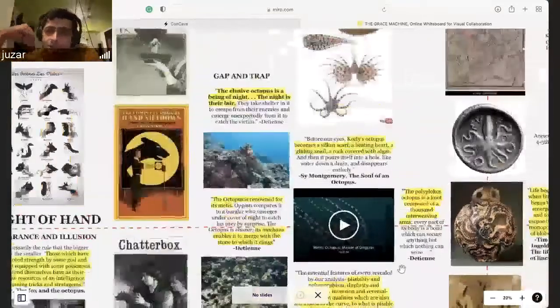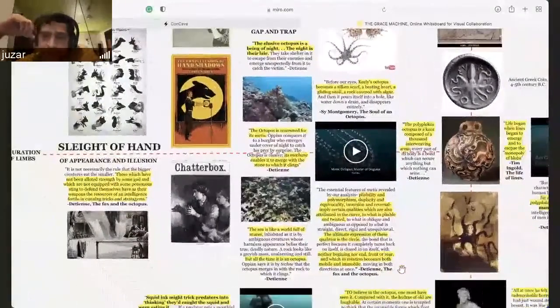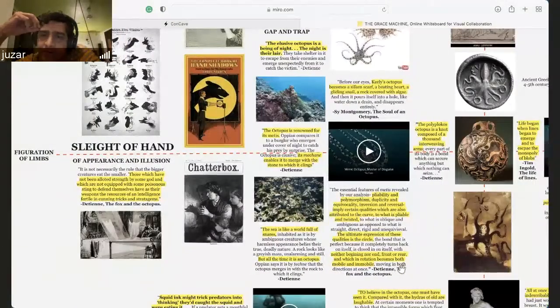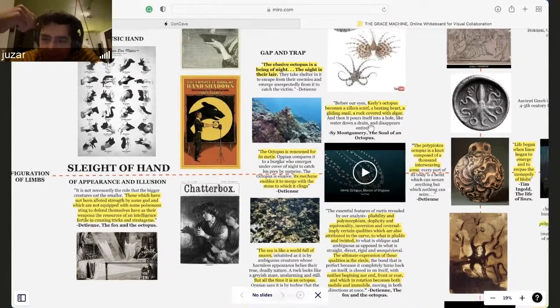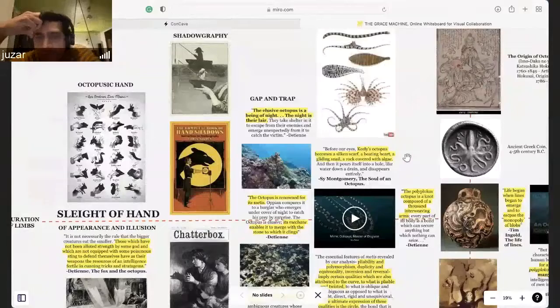Yeah, as Detienne says, the polyplokos octopus is a knot composed of a thousand interweaving arms. Every part of its body is a bond which can secure anything, but which nothing can seize. Which also talks about the gap and the trap, the medium itself, which the octopus can hide inside and also become a trap in itself, in order to catch its prey.